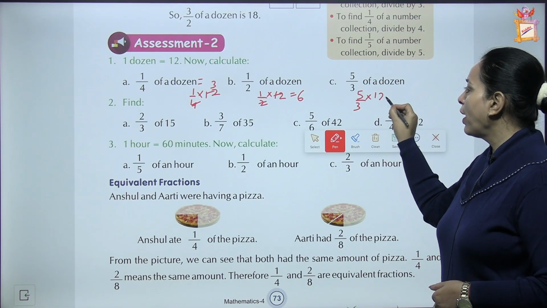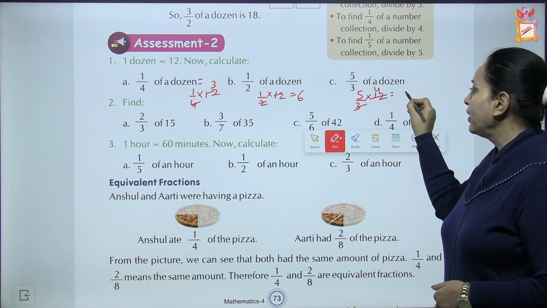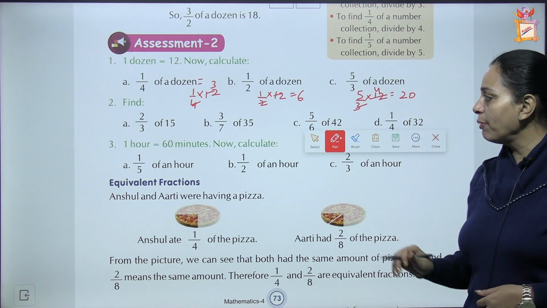Okay. Now C part, 5 by 3 of a dozen. 5 by 3 multiply 12. So we are getting 20. So I hope this is very much clear to you.